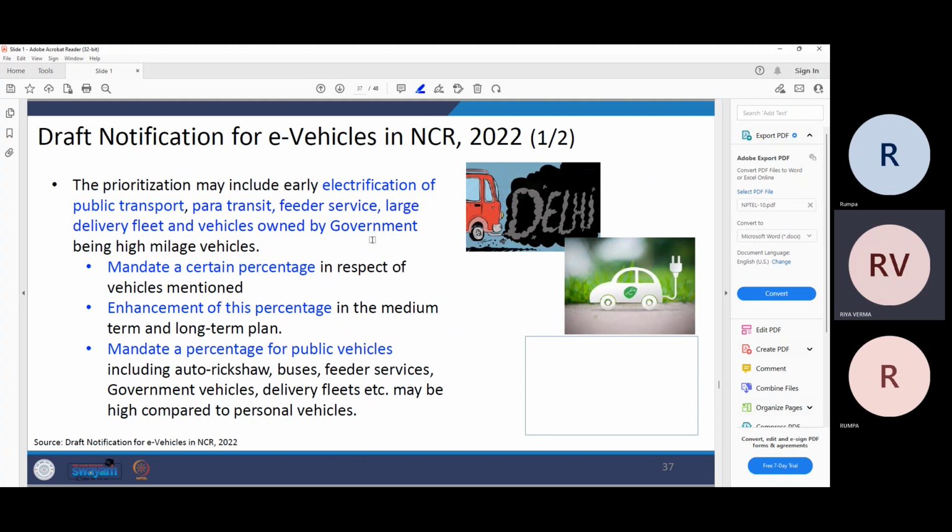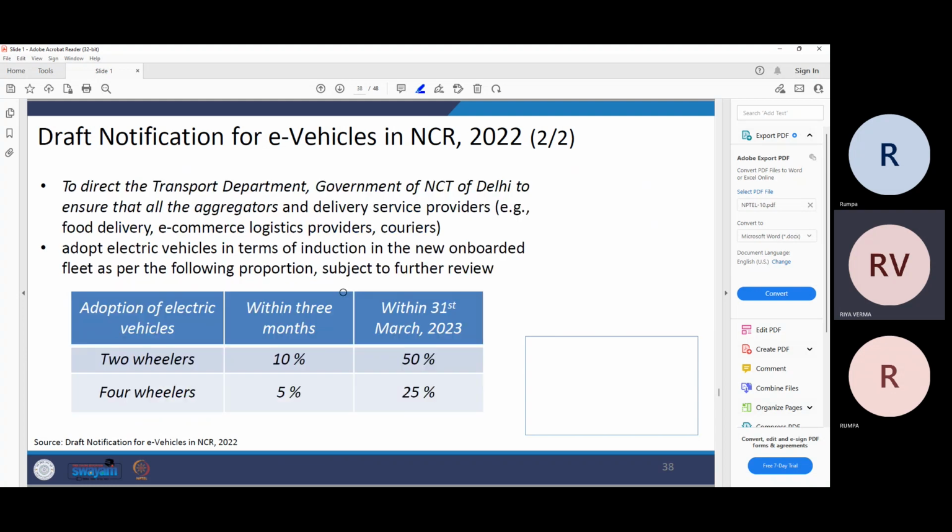Enhancement of this percentage in the medium term and long term plans. This percentage can be increased in the medium and long term plans. Then mandate a percentage for public vehicles, including auto rickshaw, buses, feeder services, government vehicles, delivery fleets, and this percentage will be high as compared to personal vehicles. So all the delivery service providers have been instructed to adopt electrical vehicles in terms of induction in the new onboarded fleet.